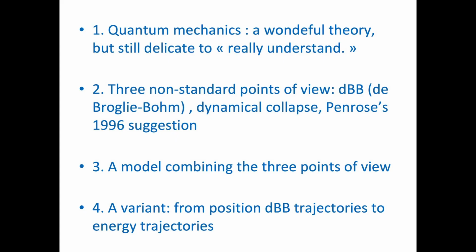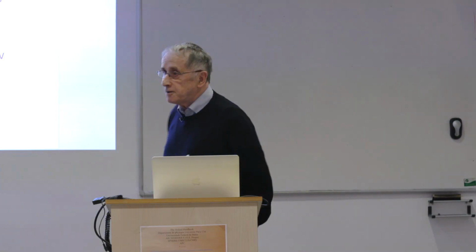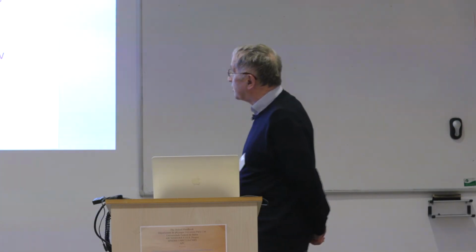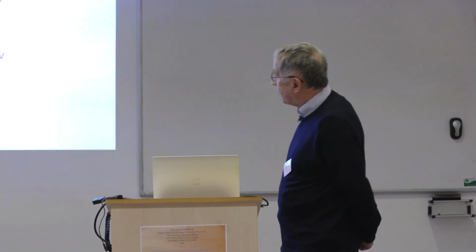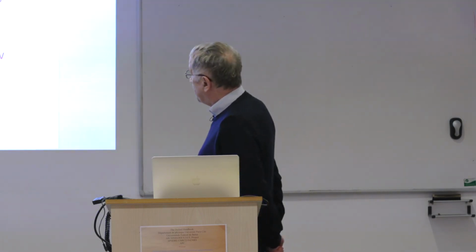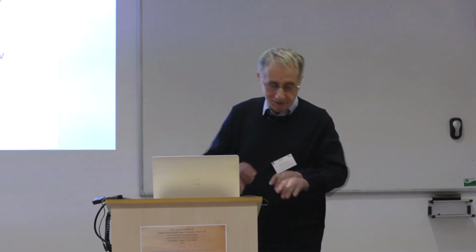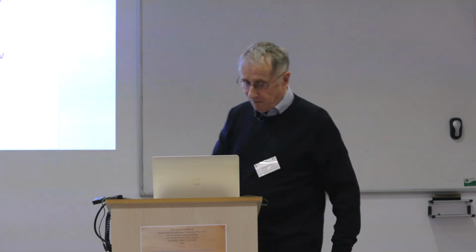Okay, so this is the organization of my talk. First of all, I will just use one transparency to say something general about quantum mechanics, which is, as you know, a wonderful theory, but still difficult, delicate to really understand. Then I will discuss three non-standard points of view. DBB, which is the de Broglie-Bohm theory, which probably all know. The dynamical collapse theories, and Penrose's suggestion in 1996. And then I will discuss a model combining the three points of view. I will probably skip point 4 since we are late, so I will try to save time.